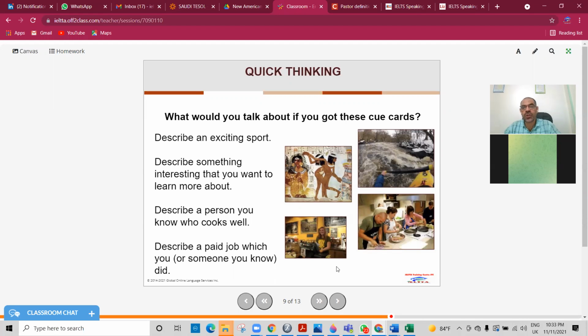What would you talk about if you got these cue cards? Describe an exciting sport. Describe something interesting that you want to learn more about. Describe a person you know who cooks well. Describe a paid job which you or someone you know did.